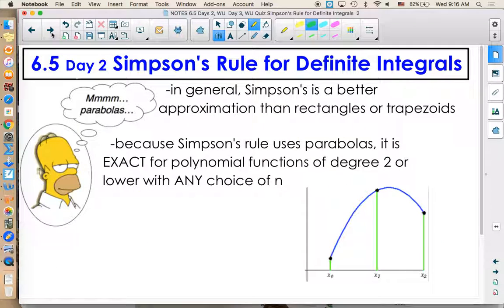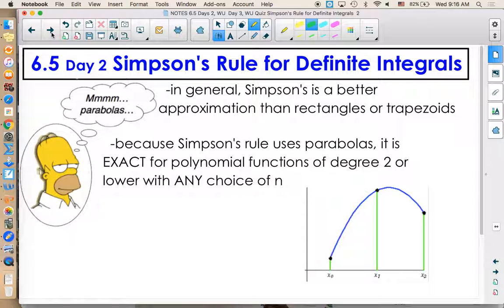So today we want to clean up some ideas about Simpson's rule, and we want to refine it and practice it a little bit more. It's not named for Homer Simpson, by the way. But in general, Simpson's rule is a better approximation than rectangles or trapezoids. If the curve is all linear, then obviously it's going to match, because a straight segment can be calculated exactly. So that's why they're saying in general.